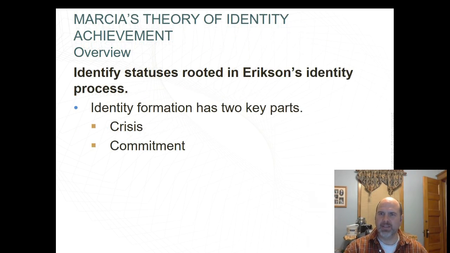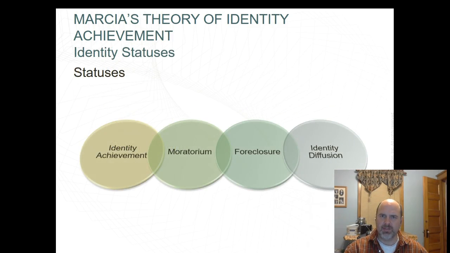Marcia's theory of identity achievement identifies statuses rooted in Erikson's identity process. The identity formation has two key parts: crisis, which is a period of decision-making in which old values and choices are re-examined, and commitment, where the person follows some specific role, value, goal, or ideology. These are the four statuses.